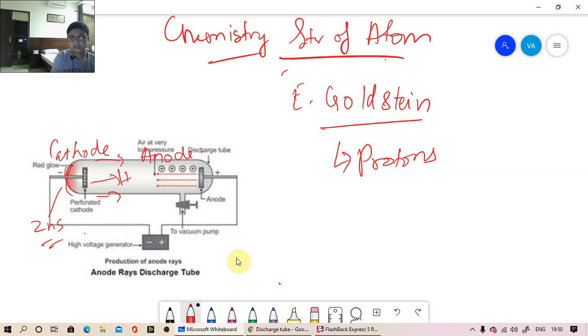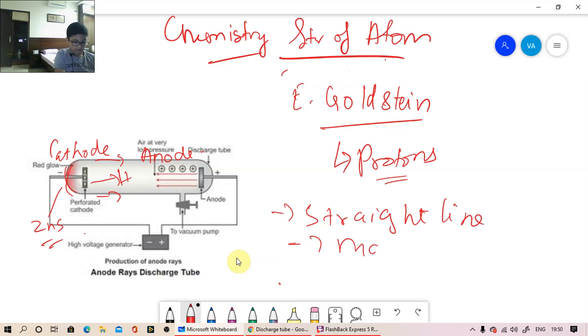This is nothing but the same experiment. They took hydrogen instead of normal air, and they observed that from the anode certain rays were emitted and they were moving towards the perforated cathode and then hit the zinc sulfide screen. This was then coined the term protons. And characteristics: they also travel in a straight line. They also consist of material particles, but they are positively charged.